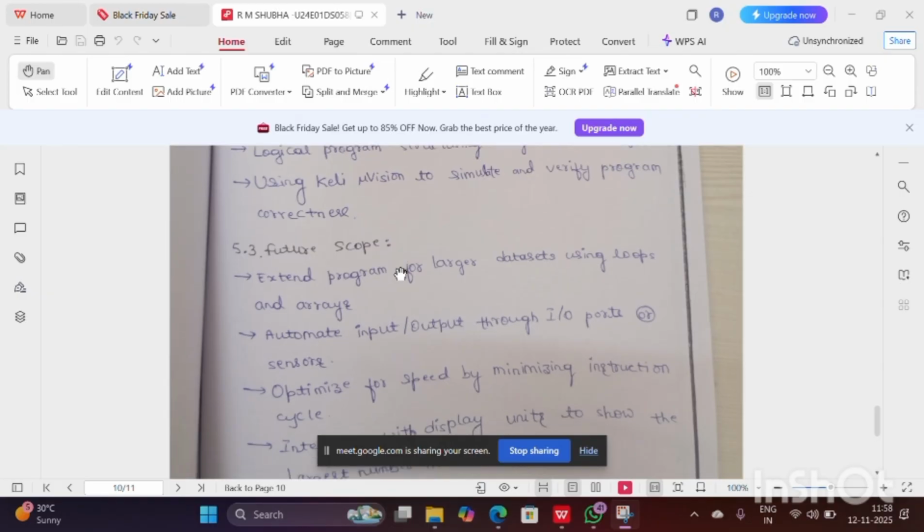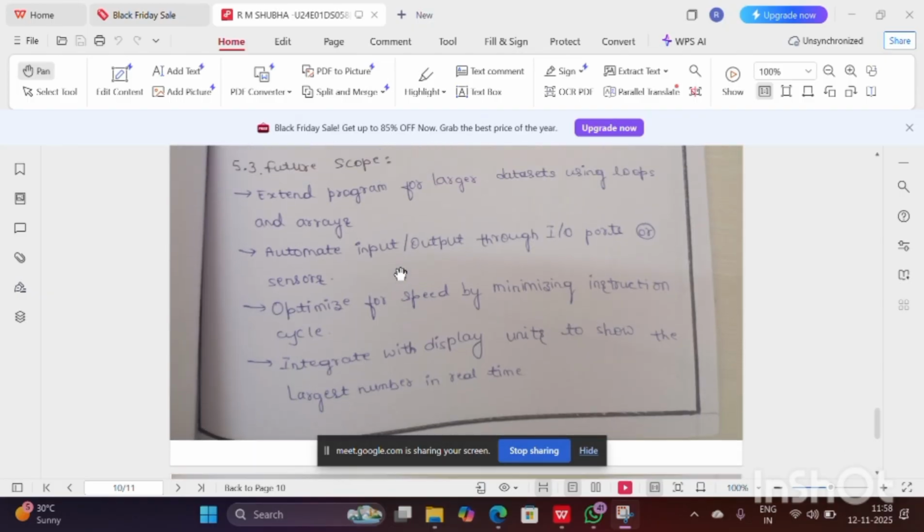Future scope: extend the program for larger data sets using loops and arrays. Automate input and output through ports or sensors. Optimize for speed by minimizing instruction cycles. Integrate with display units to show the largest number in real time.